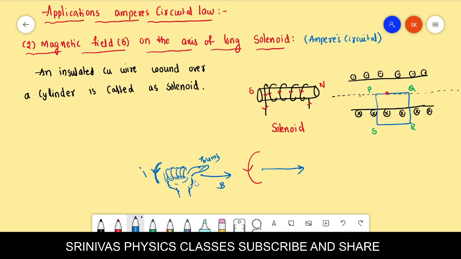Clear, students? Then here, the curled fingers indicate the current. Current is in circle shape. Circle is curled fingers, right? Then what about the field, the thumb? Then field is right side. Is it correct? Clear, students? Yes or no? Field is right side.